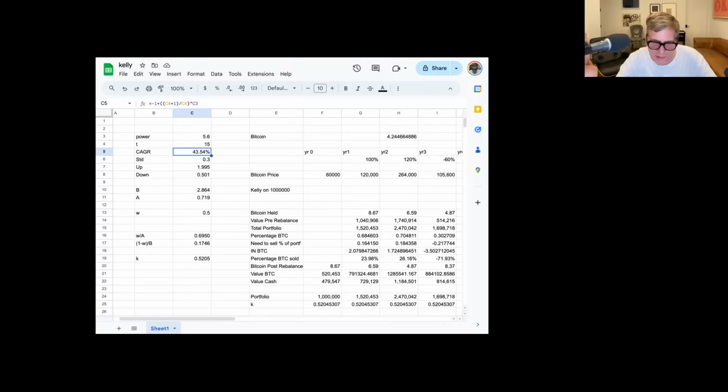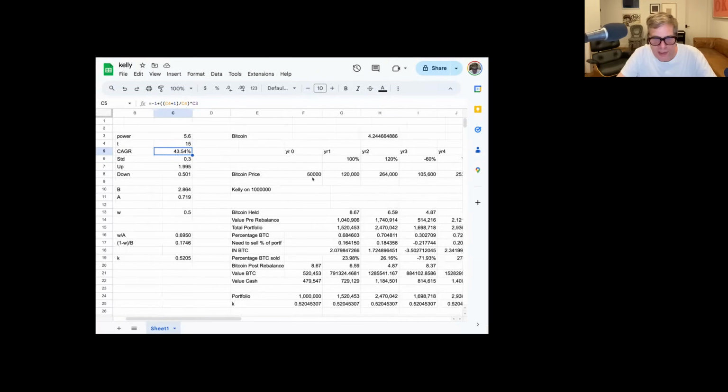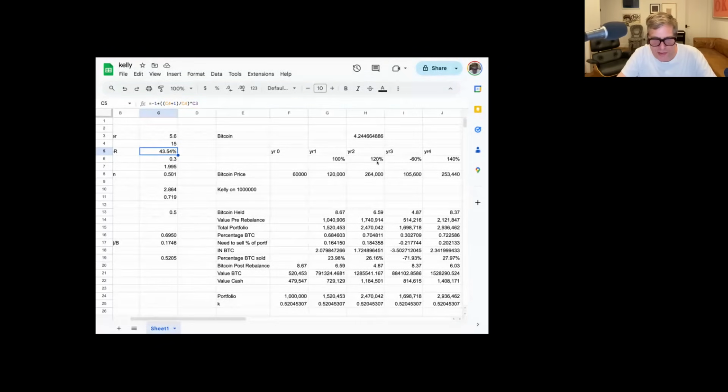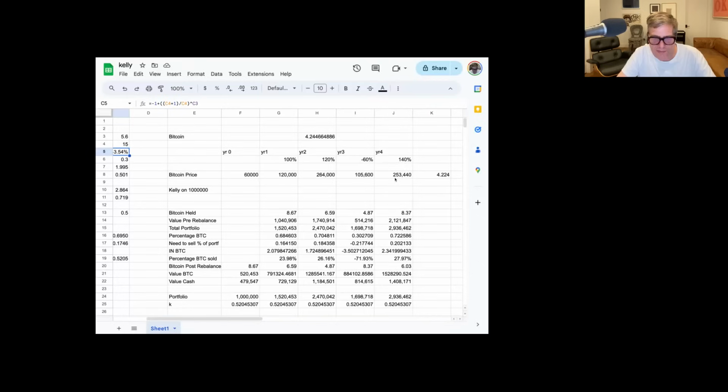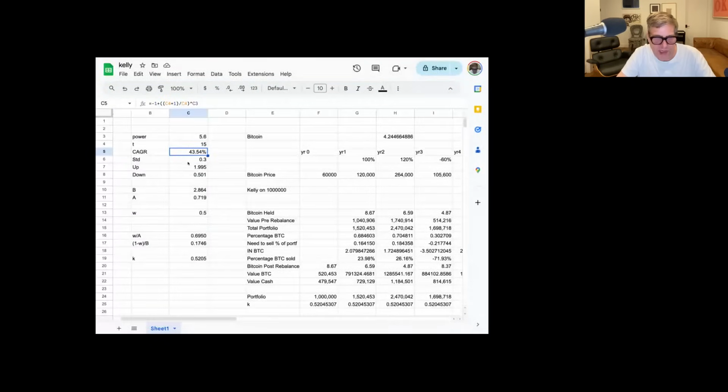Well, let's suppose that we're using Kelly to do our thing, as opposed to just, first of all, let's look at it, we're just all in, right? And I'm saying we went up 100%, then we went up 120% to 264,000. Then we hit a drop, 60,000, we dropped to 105,000, and then we rallied back up 140%. And I picked these numbers so they would roughly correspond to the CAGR to the power of 4, right?